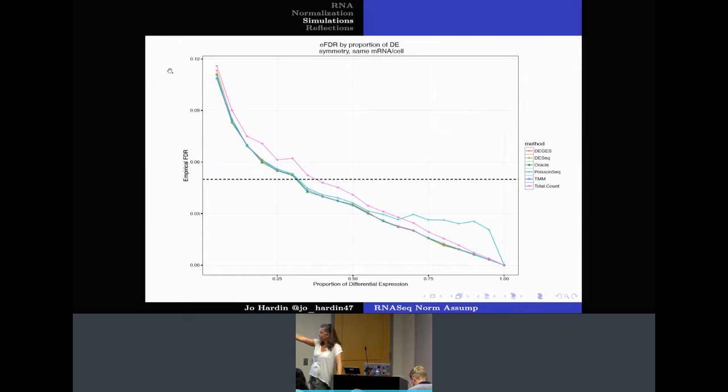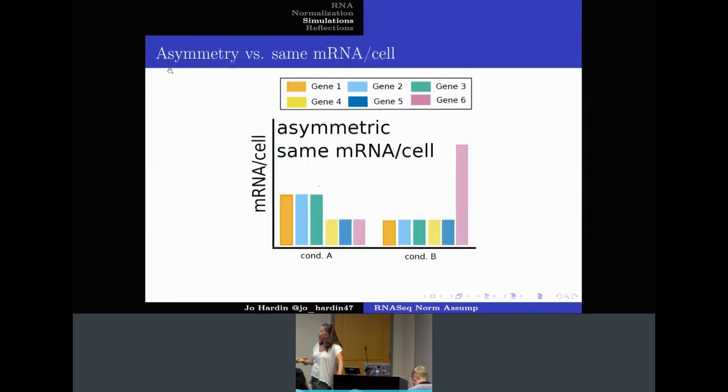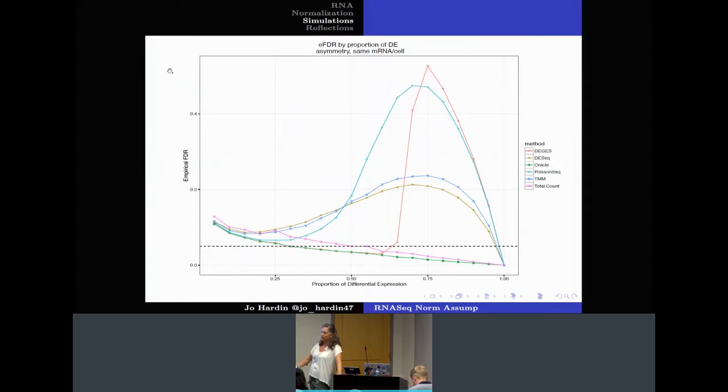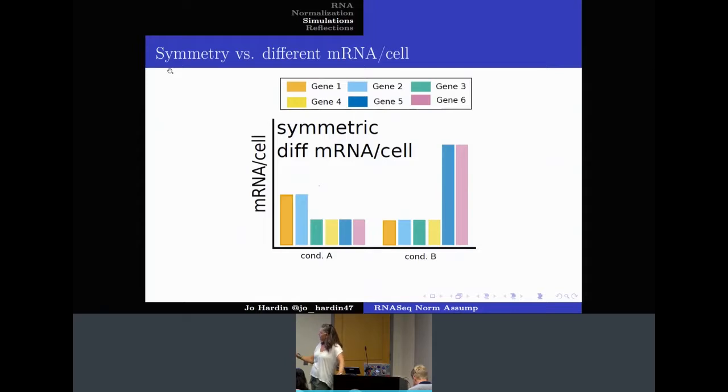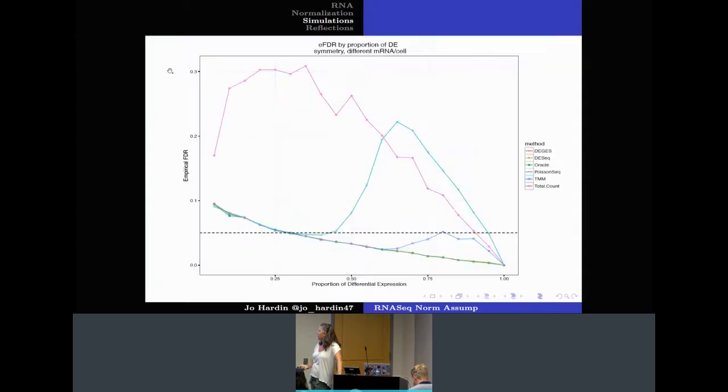So see the y-axis goes, so we're talking like 10%-ish and lower, whereas the y-axis here goes to 40% of false discovery rate. So now we've got this condition where we have symmetry, we've got the same number, but we have a different amount of mRNA per cell, and DESeq does just fine, right? But now all of a sudden total count is out of whack because we've got the different mRNA per cell, and that's when it falls apart.